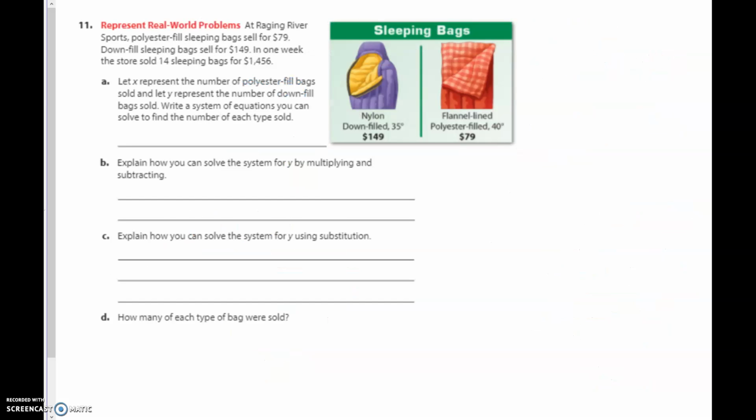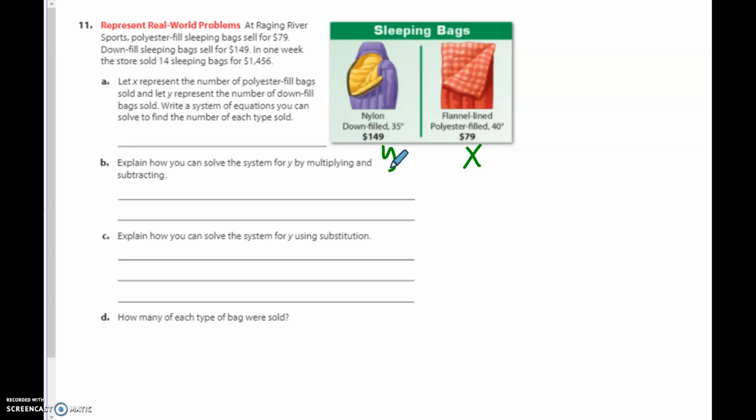At Raging River Sports, polyester-filled sleeping bags sell for $79. Down-filled sleeping bags sell for $149. In 1 week, the store sold 14 sleeping bags. So X is going to be the polyester-filled bags, and Y is going to be the down-filled bags.